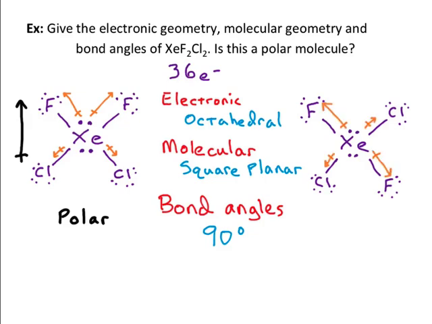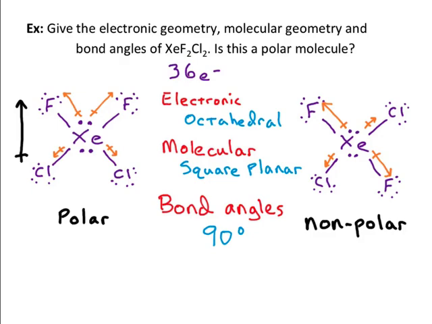Well, on the other side, the 2 xenon-fluorine bonds are now across from each other, 180 degrees away from each other. And so those 2 will cancel. The 2 chlorine bonds will cancel. And so this molecule is nonpolar. So what gives here? Turns out that this molecule you can make in 2 different forms, one of which is polar, one of which is nonpolar.